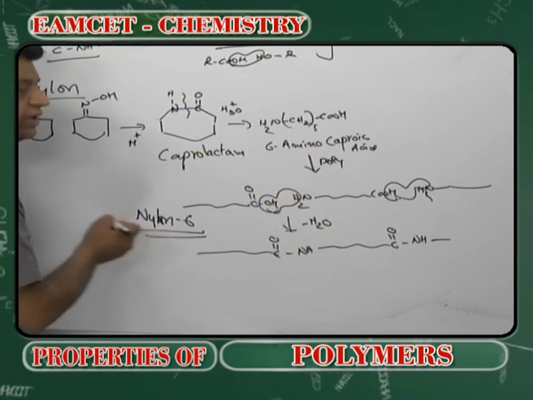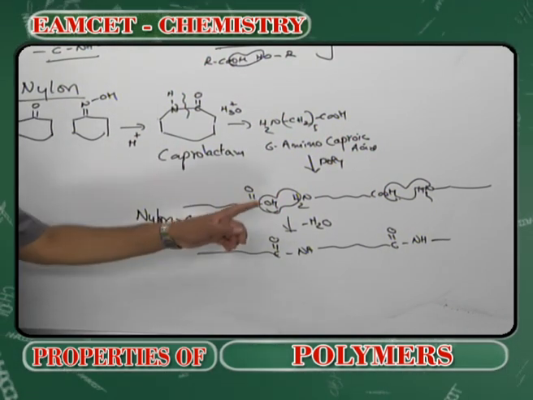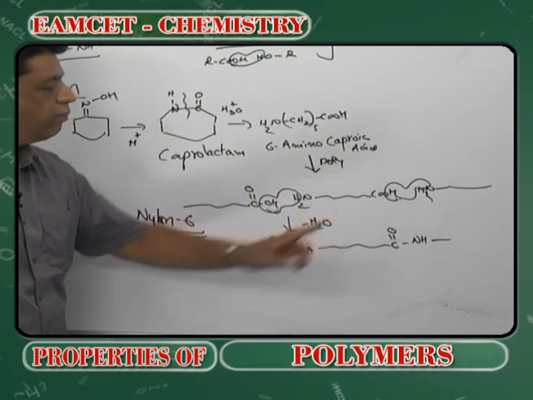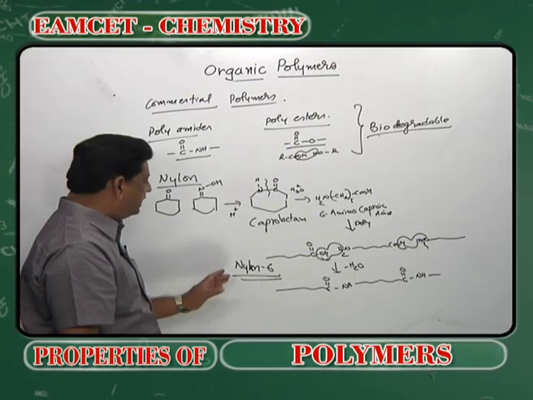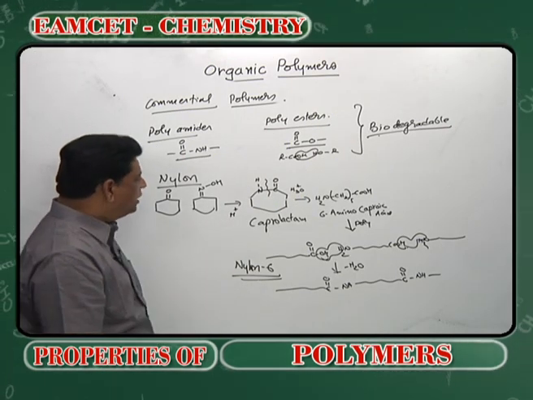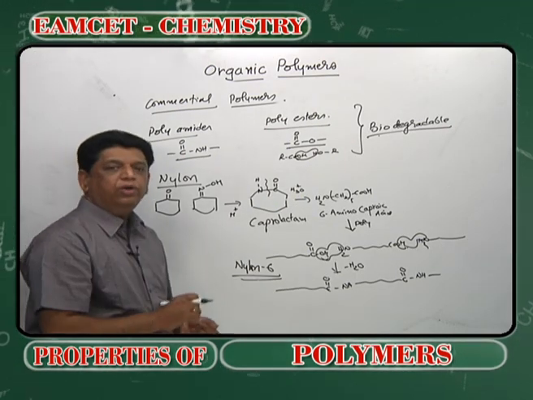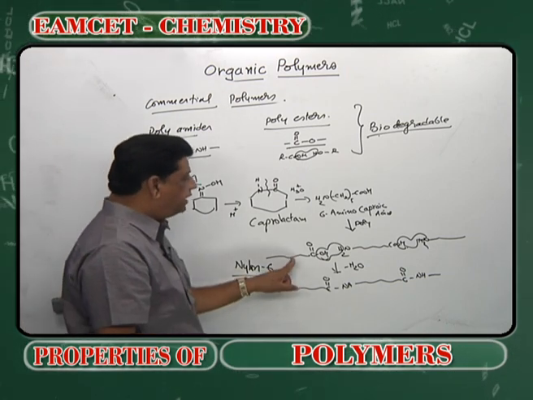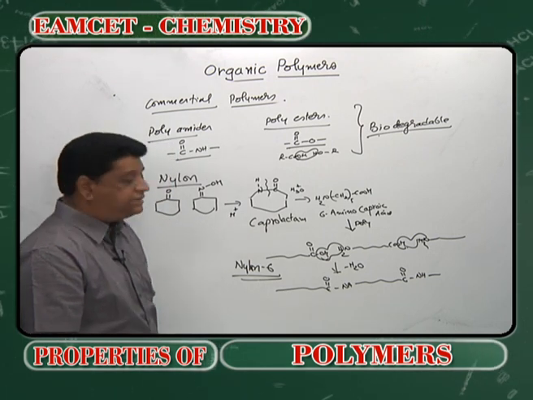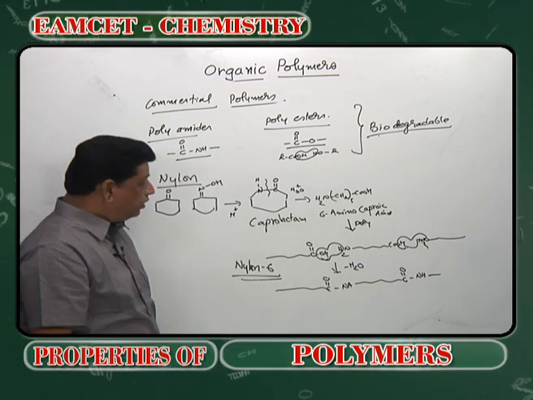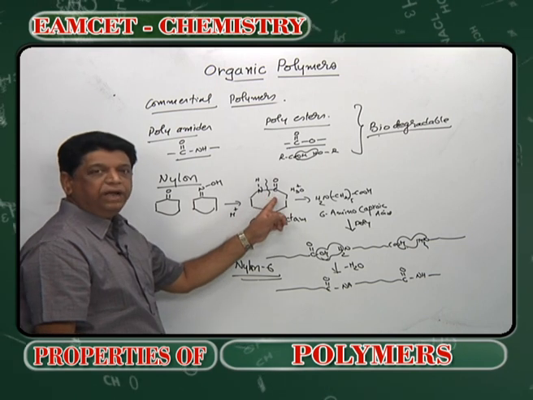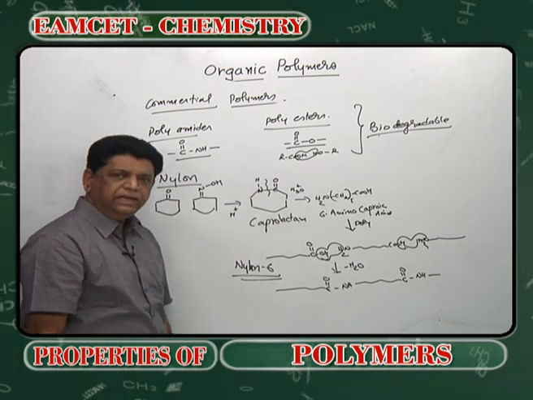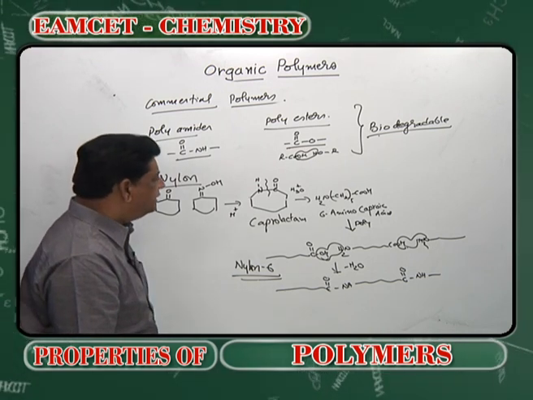So derived from the 6 carbon, it is called nylon 6. The 6 stands for the 6 carbons, the acid containing an amino group at one end. 6-amino carboxylic acid is polymerizing, and you are getting nylon 6. So nylon is so accommodative. When you have an operation, nylon threads are used for stitching. After the operation, you can leave the threads to dissolve into the body, because this is also made up of amide. So amide is so accommodative.